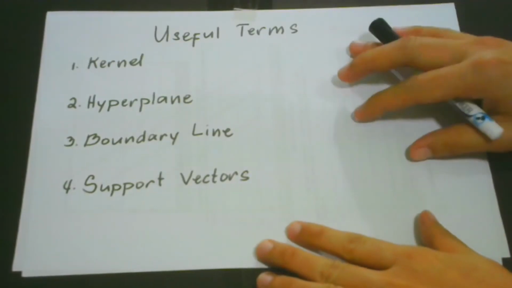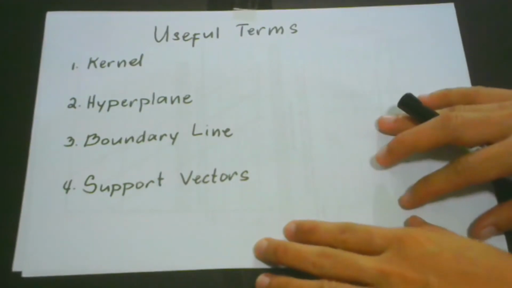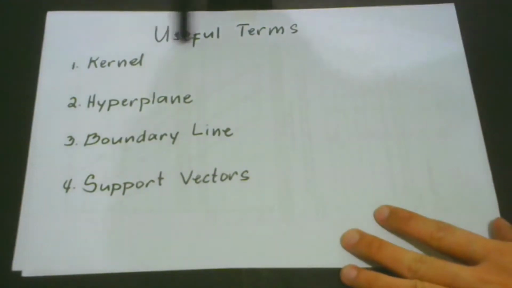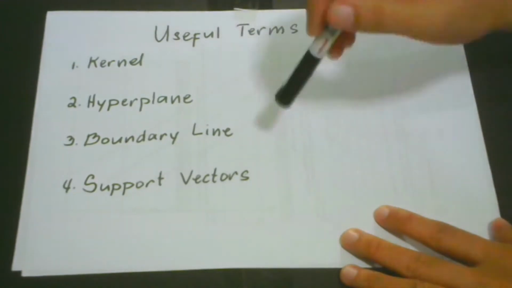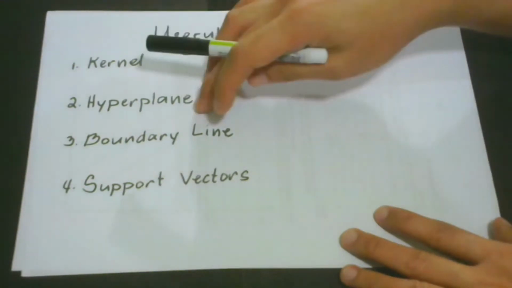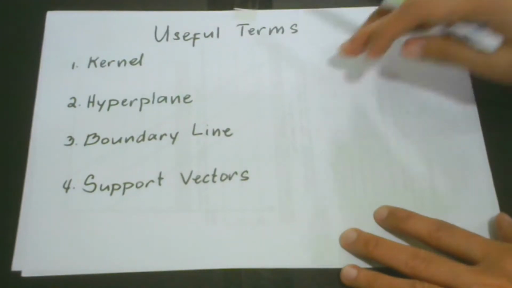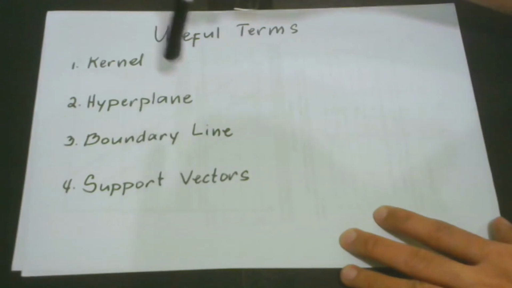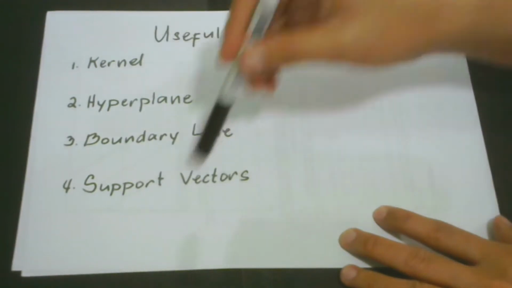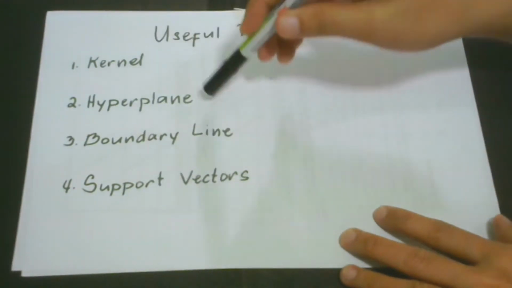In our understanding of support vector regression, there are some useful terms that we have to study and know by heart. It's because we use them to understand the essence of this algorithm. So we have here the kernel, hyperplane, the boundary line, and support vectors. So we're going to have them one by one.